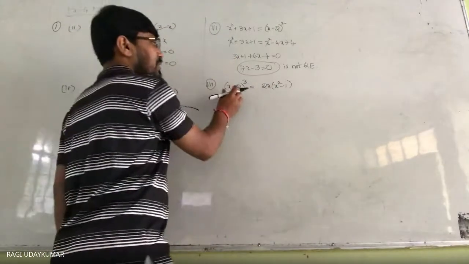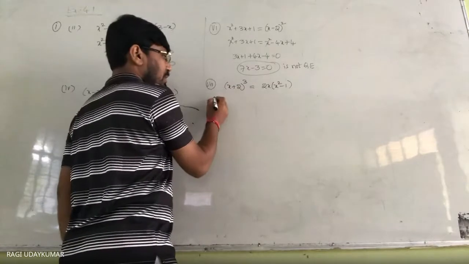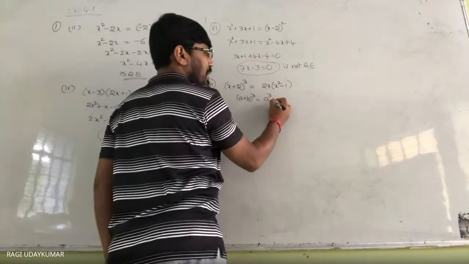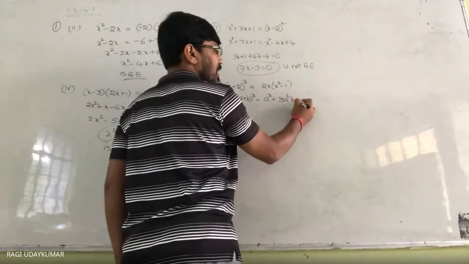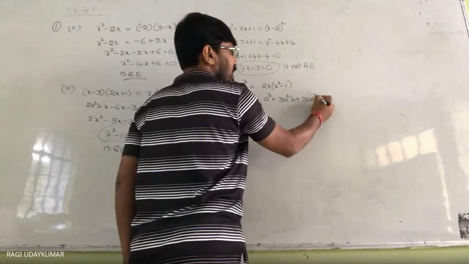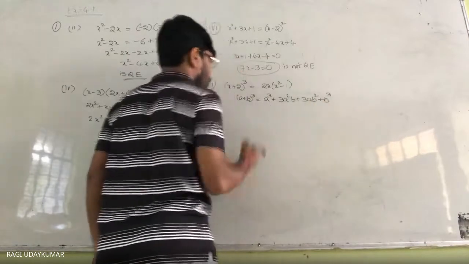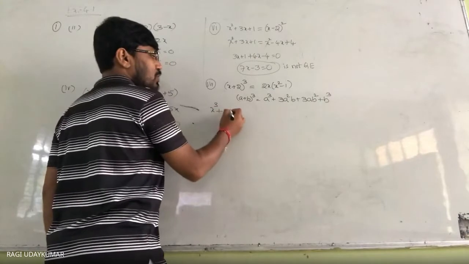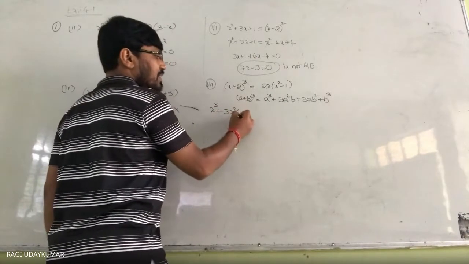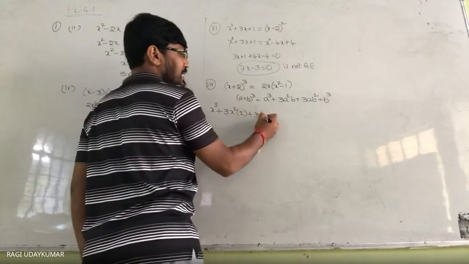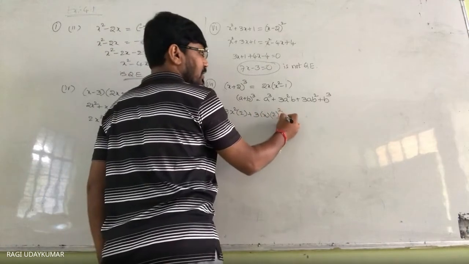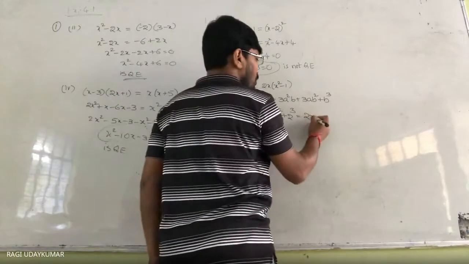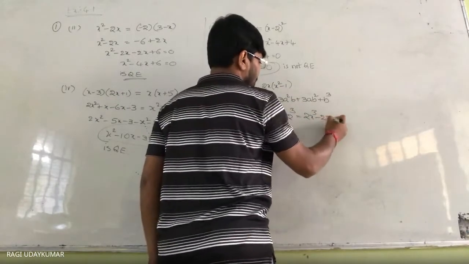Expand it. a plus b whole cube expansion. a plus b whole cube expansion is what here? a cube plus 3a square b plus 3ab square plus b cube. So that expansion we have to do. x cube plus 3 x square into 2, plus 3ab square plus b cube is equal to the expanded 2x cube minus 2x.